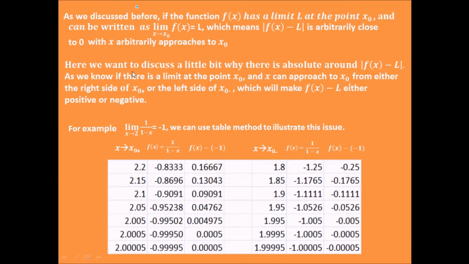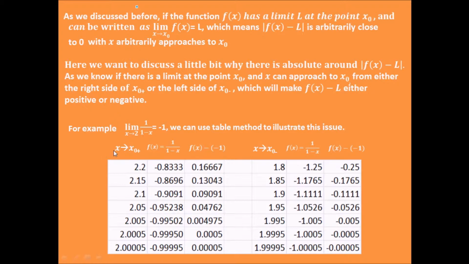Here, I just want to discuss a little bit why there is an absolute sign around f(x) minus L. As we know, if a function has a limit at point x0, then x can approach x0 from either the right side or the left side, which will make f(x) minus L either positive or negative. For example, limit 1 divided by 1 minus x as x approaches 2 equals minus 1. We can use a table method to illustrate this issue.